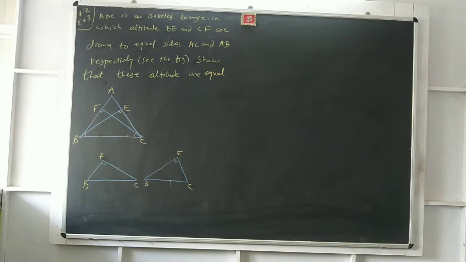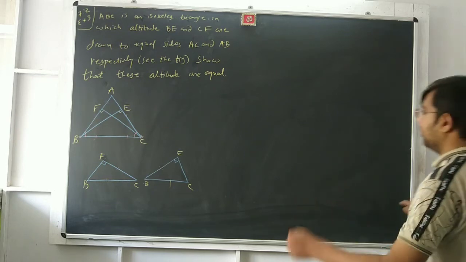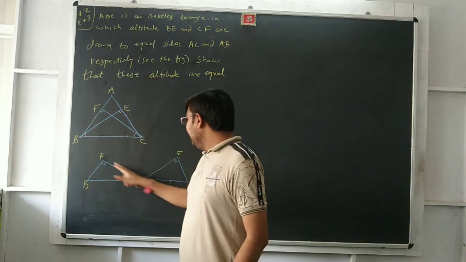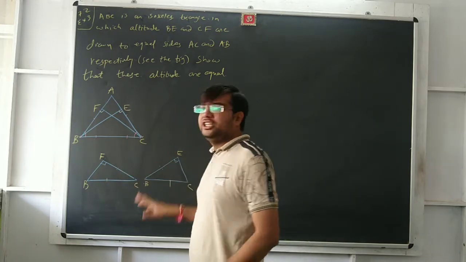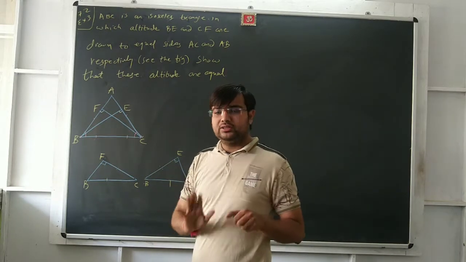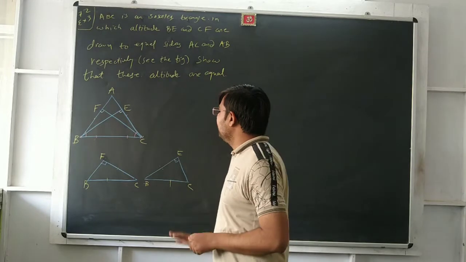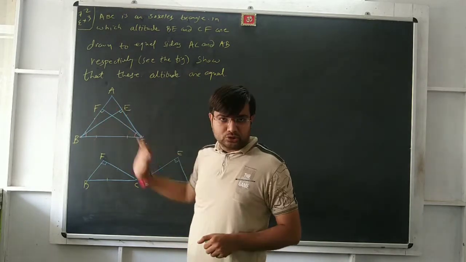Okay, now 7.2 example number 3. Triangle ABC is an isosceles triangle in which altitudes BE and CF are drawn to equal sides AC and AB respectively. We have to prove that these altitudes are equal, that is, CF and BE should be equal. In this situation, this triangle is an isosceles triangle.